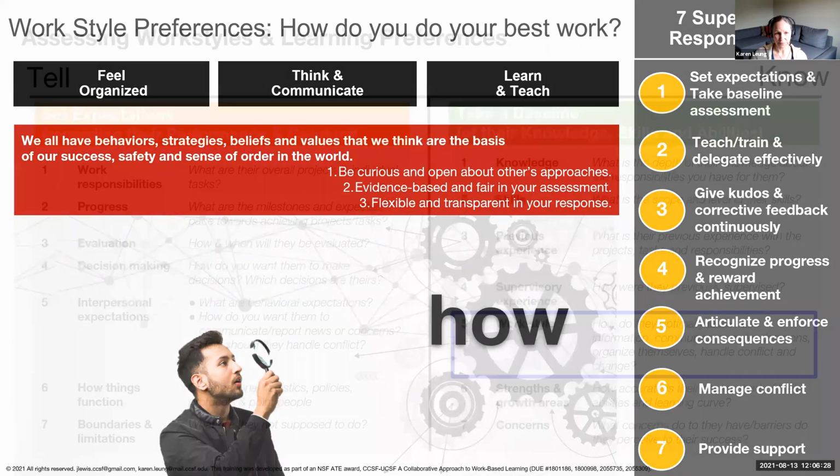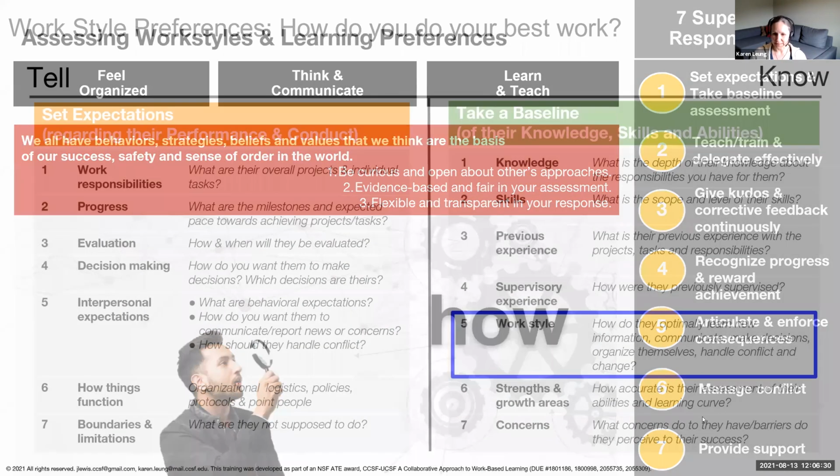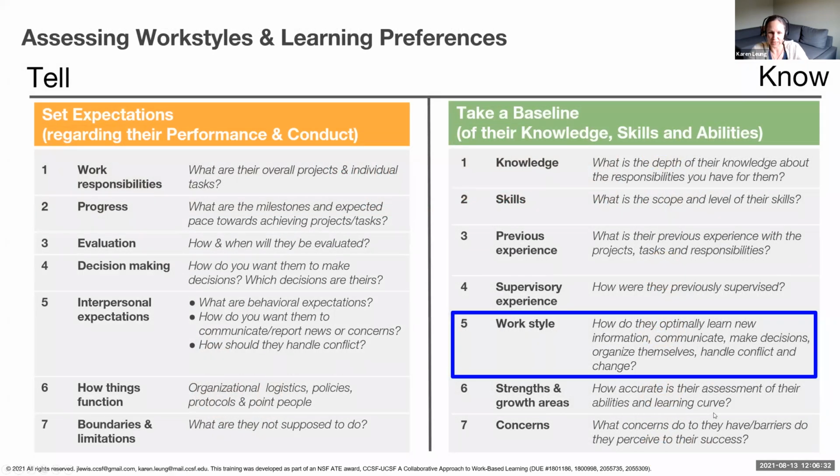Going back to the tell-no list, the setting of expectations and baseline assessment: when you're bringing someone new on, there should be a period of time in which you're assessing how they optimally learn new information, how they communicate, make decisions, organize themselves, and handle conflict and change. But first, we're going to go through an assessment of yourself. We're going to spend some time having you do a quick assessment so that if you assess yourself, it'll make it easier to assess others going forward.